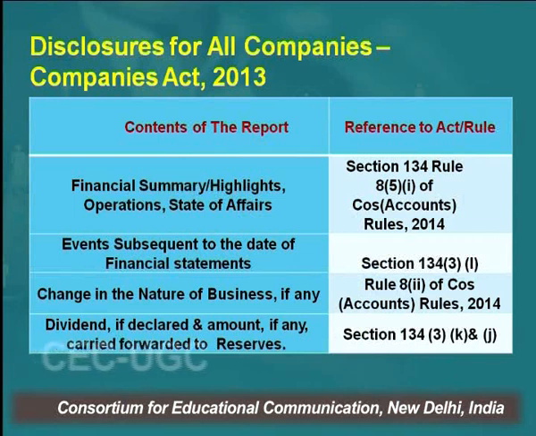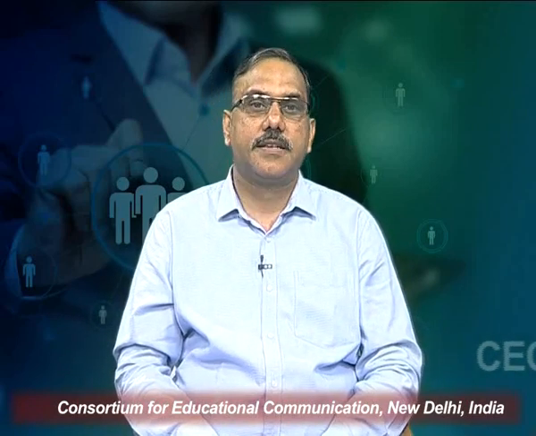Again, if you are declaring the dividend, the amount of dividend, if any, carried forward to reserves, that also needs to be disclosed. And for that we have another section, section 134 subsection 3 clause K and J, which prescribes that if you have declared dividend, you have to disclose the amount of dividend, and if you have transferred some part of profit to reserves, that also needs to be disclosed. Moving ahead, the number of board meetings held during the year also needs to be disclosed as per section 134 subsection 3 clause B of Companies Act 2013.